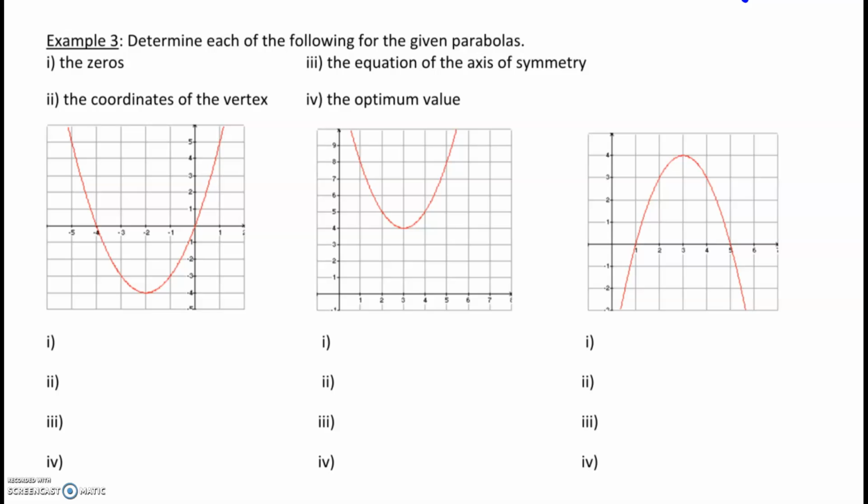So let's start with the zeros of our first graph. I can see that my zeros are at -4 and 0. And just a reminder, another word for zeros would be x-intercepts, right? Where the parabola crosses the x-axis. All right, 2 says the coordinates of the vertex. So the vertex we know is the lowest or highest point, and the coordinates of this vertex is going to be -2, -4.